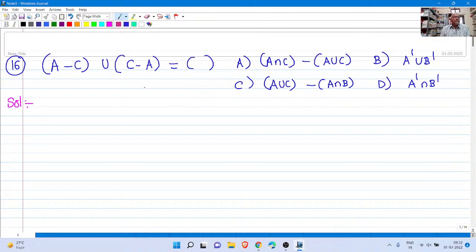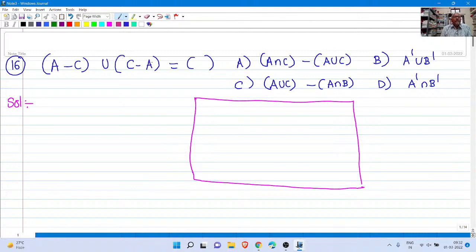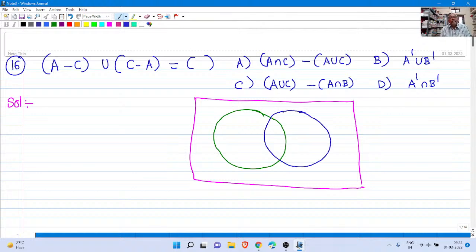Suppose A and C, A minus C, two sets are there here. Let us draw the Venn diagram now. For example, this is set A. Suppose this is set C. See, let us shade A minus C, this shade. This will be the part of A minus C. Now C minus A, the blue color is C minus A.